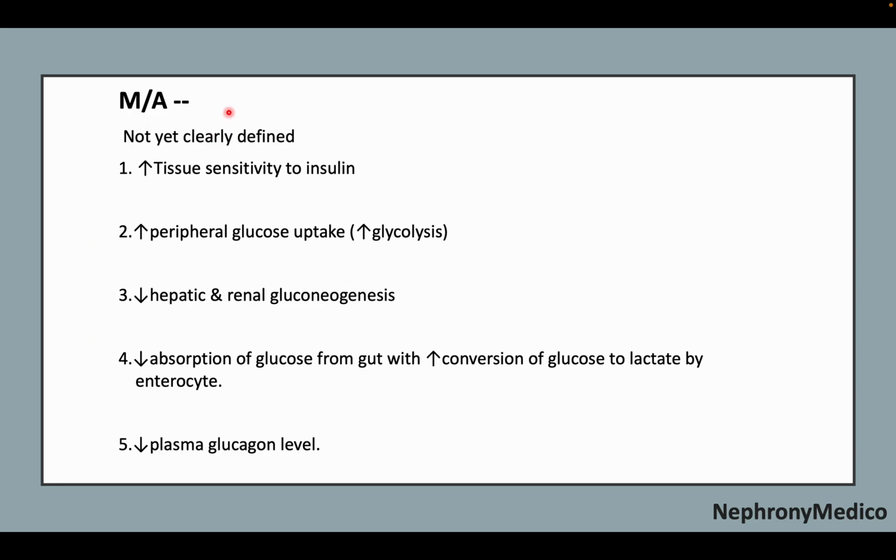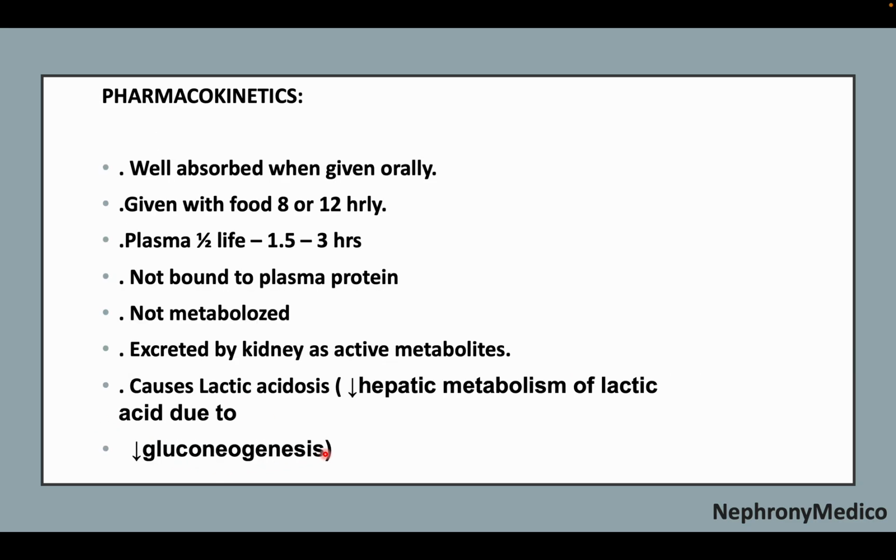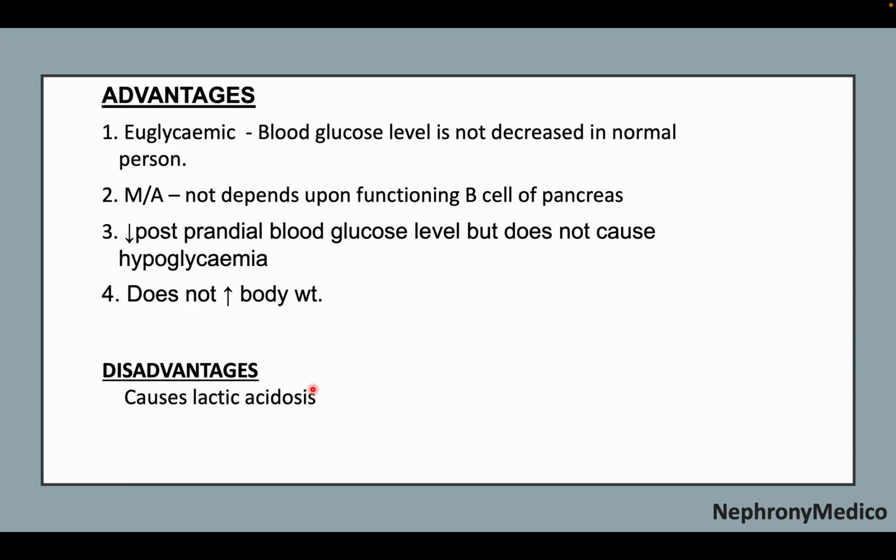The mechanism of action is not clearly identified, but there may be increased tissue sensitivity to insulin, increased peripheral glucose uptake, reduced hepatic and renal gluconeogenesis, reduced absorption of glucose from the gut with increased conversion of glucose to lactate by enterocytes, and reduced plasma glucagon level. Pharmacokinetics: it is well absorbed when given orally, not metabolized, and can cause lactic acidosis.